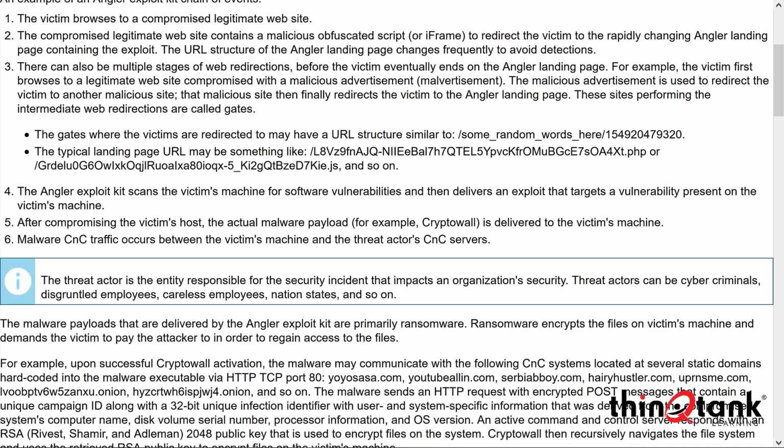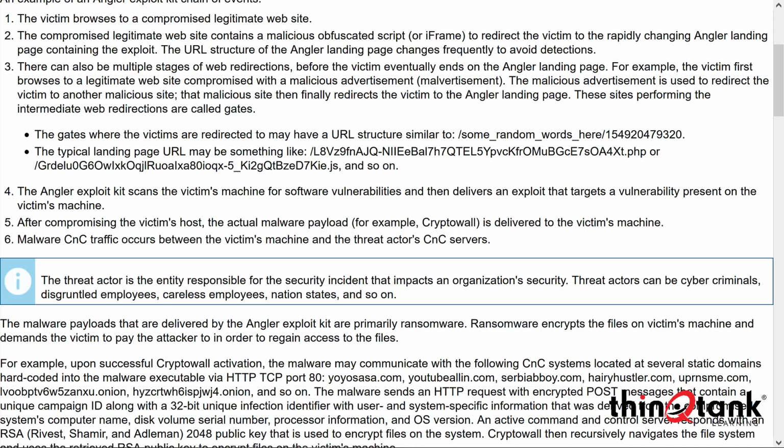We talked about gates a little bit earlier in one of our earlier discussions. Then the Angler exploit kit scans the victim's computer, looks for vulnerable software vulnerabilities, and then it delivers the exploit based on those vulnerabilities. After compromising the computer, it will then go in and actually deliver the payload, the malware, and then that malware would do whatever it was programmed to do.